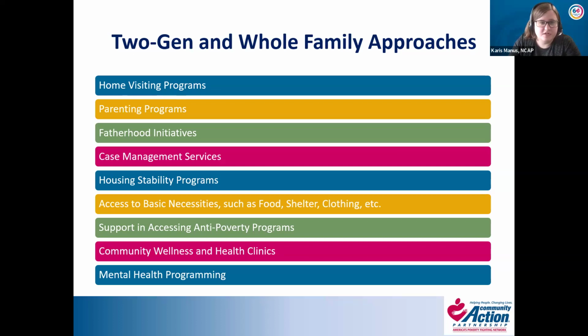So within the 2-generation and whole family approach focus area, it includes home visiting programs, parenting programs, fatherhood initiatives, case management or coaching services, housing stability programs, access to basic necessities such as food, shelter, and clothing, support in accessing anti-poverty programs, community wellness and health clinics, and mental health programming.